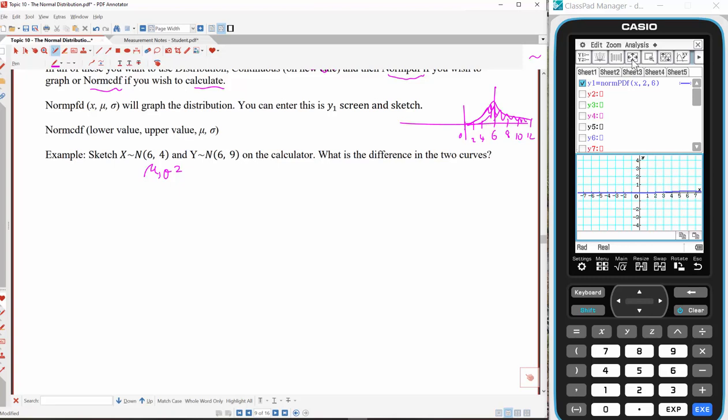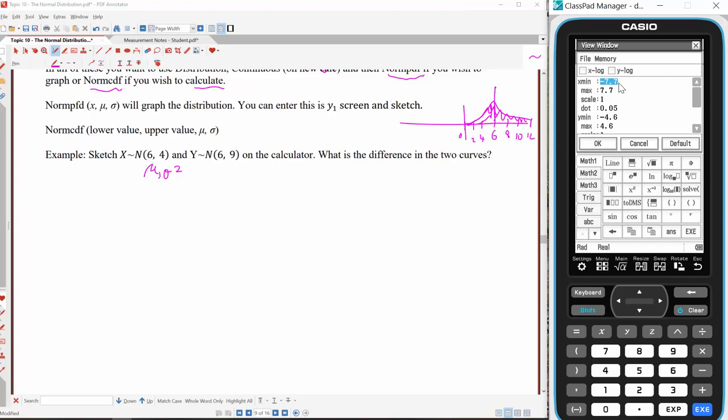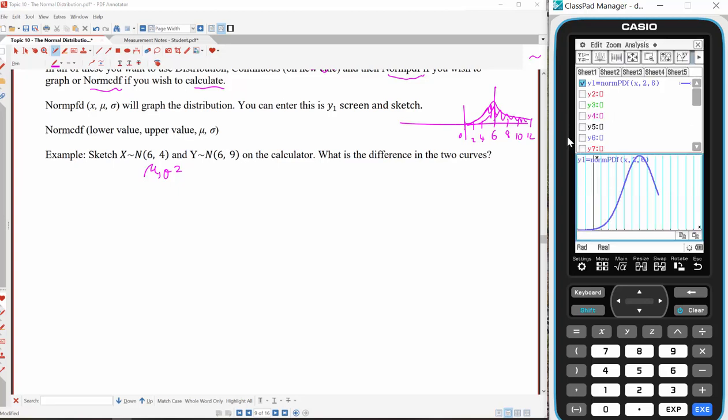So let's hit the 4 arrow button and start to play with our settings. I'm going to go an x-min of, let's go -2, up to a maximum of 14. So I'm going to go a bit beyond the 3 standard deviations, to 4 standard deviations, that's fine. I'm going to change the y-min to 0, that's the lowest value that can come out of it. All continuous curves are above the x-axis. And a max value, let's go 0.2 and see what happens.